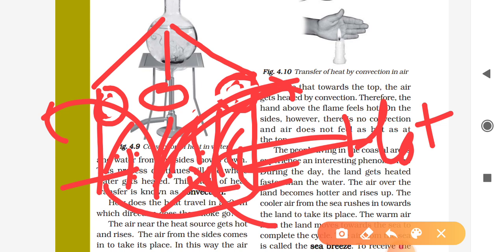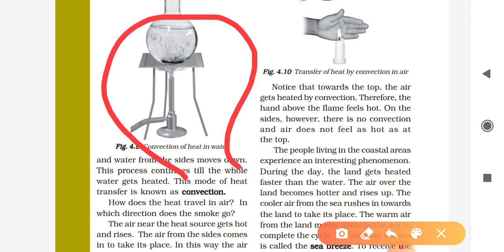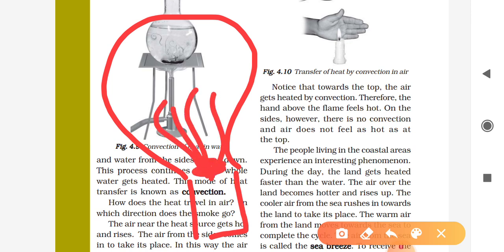Here also you might have seen the hot air balloon. In this hot air balloon, there is a flame machine over here which gives the flame. It goes in the upward direction. The flame heats the air, and the hot air passes over here.